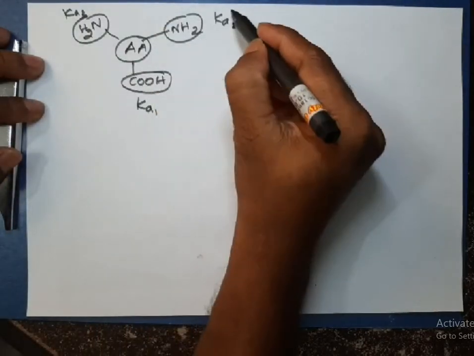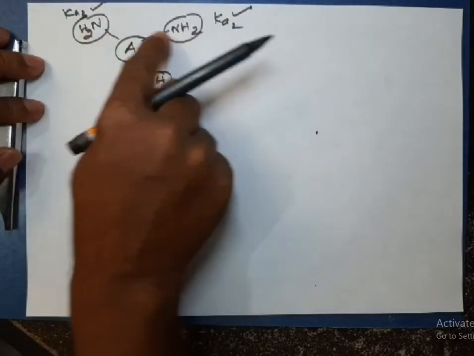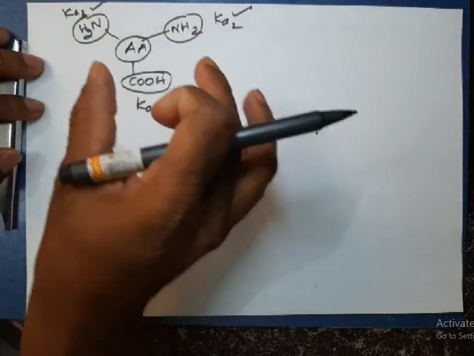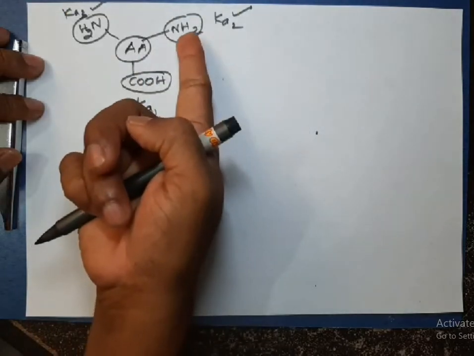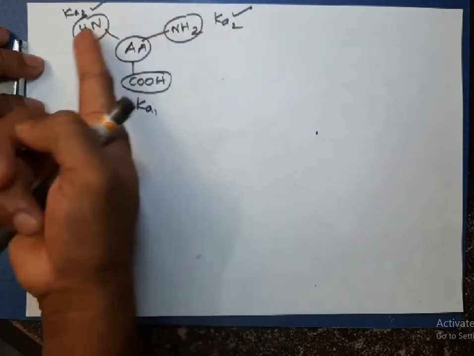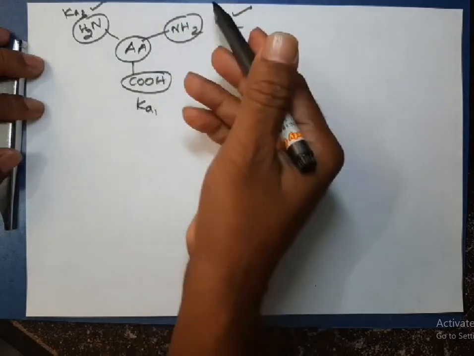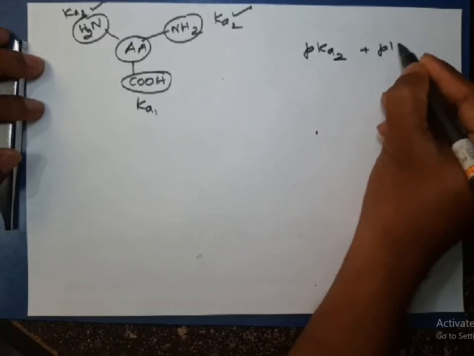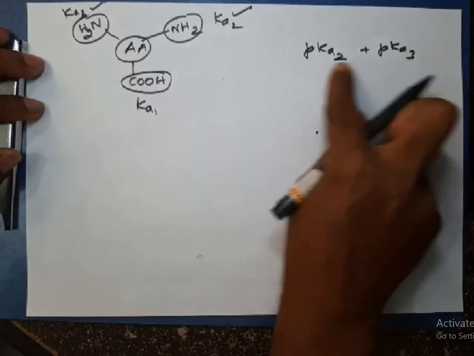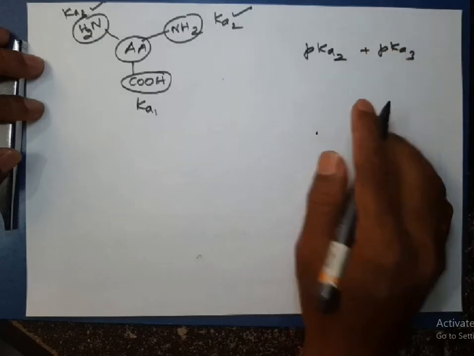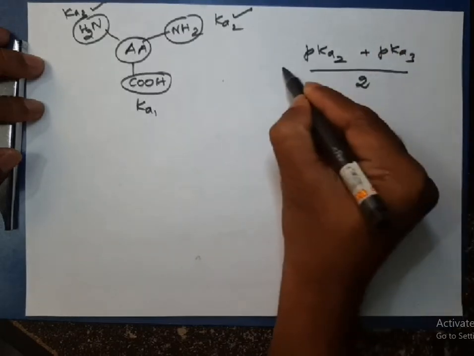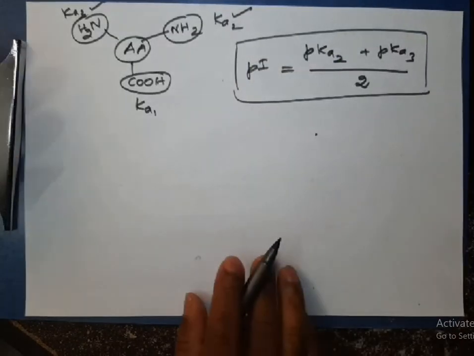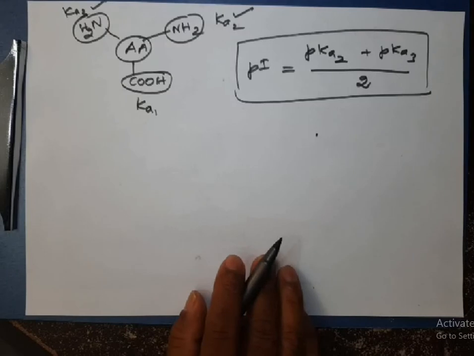Observe carefully. You take the values of the amino groups, because they are more in number. If a basic amino acid is given, you take the Ka values for the amino groups and find the pKa values. So pKa2 plus pKa3, these two correspond to the amino groups. Add them, divide the value by 2, and you will get what is called the isoelectric point. This is for a basic amino acid. You have to do it like this.